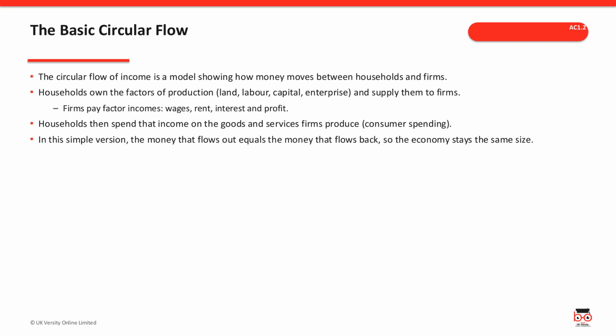The circular flow of income is a simple model of how money moves around the economy. Households own the factors of production, their labor above all, and supply them to firms, who pay wages, rent, interest, and profit in return. Households then spend that income buying the goods and services those same firms make. Picture your own pay packet arriving and then flowing straight back out to the supermarket, the landlord, and the coffee shop, and you've got the idea. In this simple version, what flows out comes right back, so the economy stays the same size.